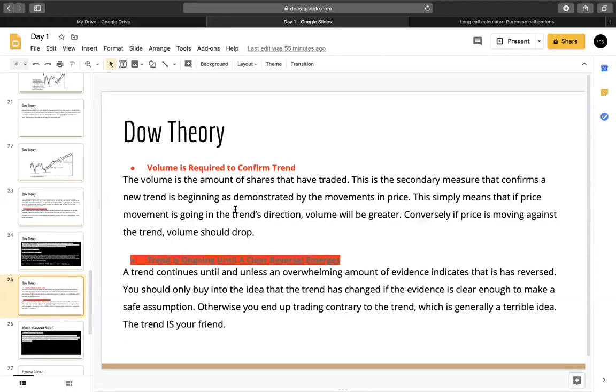Trend is ongoing until a clear reversal emerges. A trend will continue until and unless an overwhelming amount of evidence indicates that it has reversed. Okay? You should only buy into the idea that the trend has changed if the evidence is clear enough to make a safe assumption. What is considered a safe assumption on a reversal? What do you guys think?